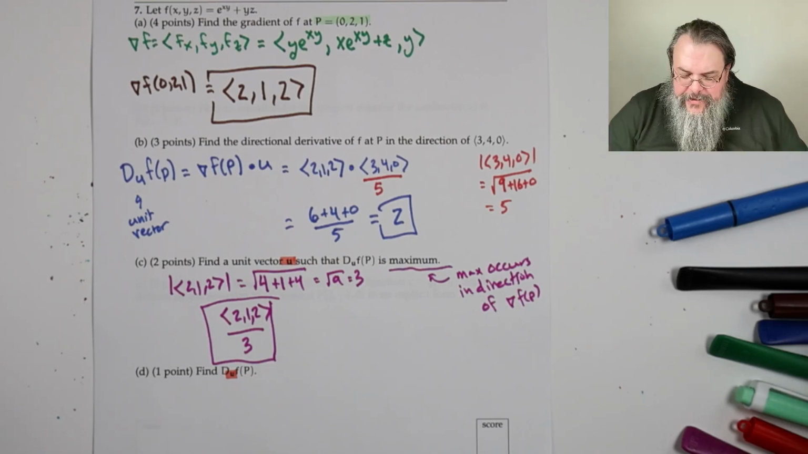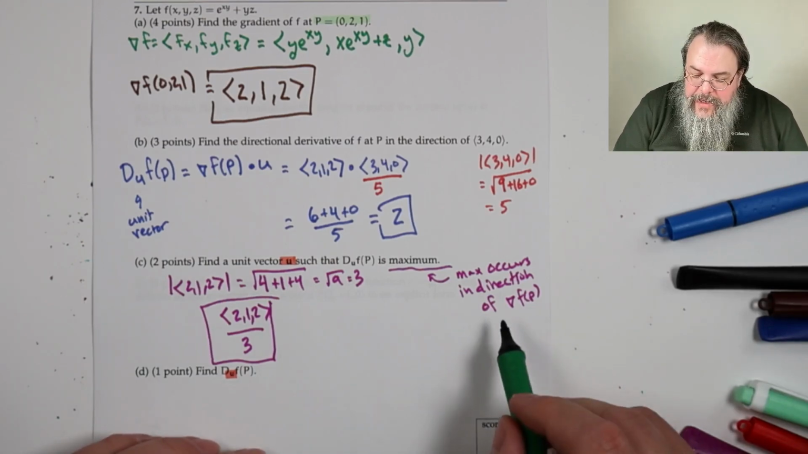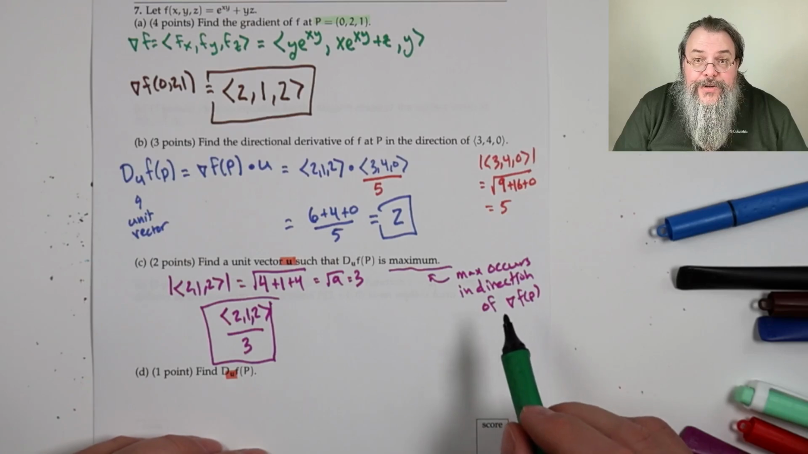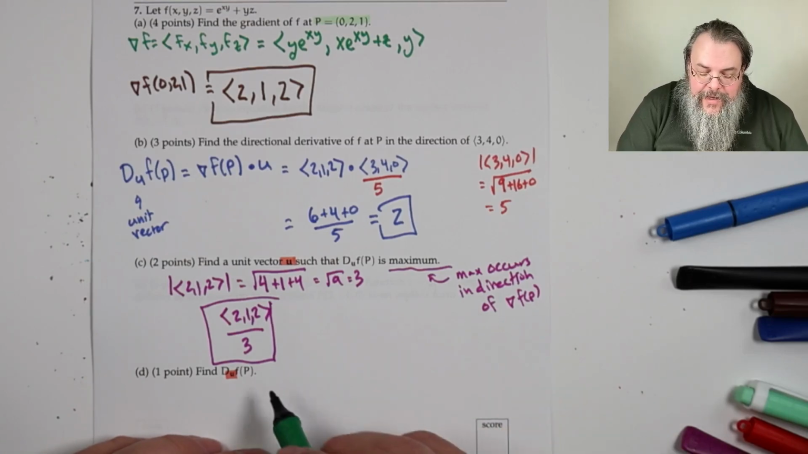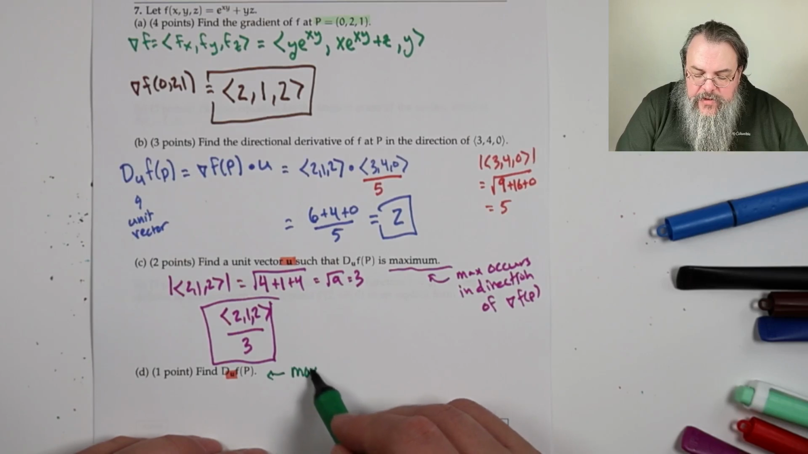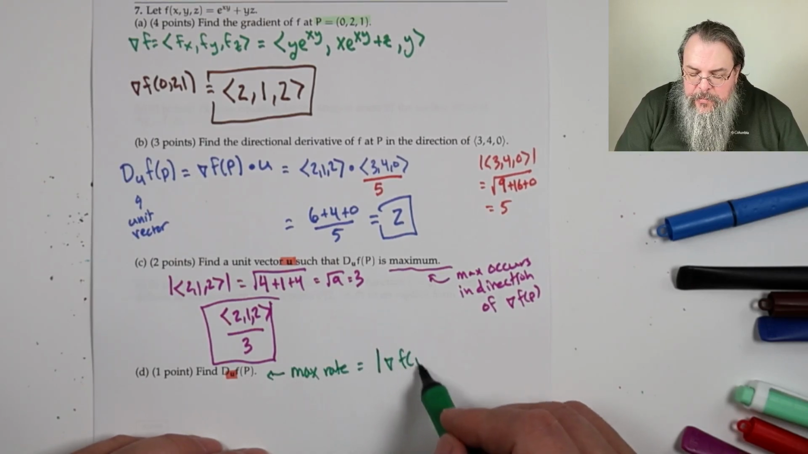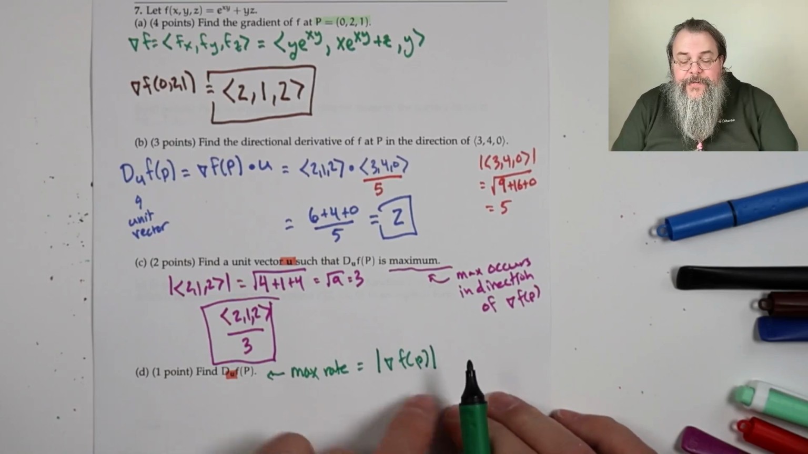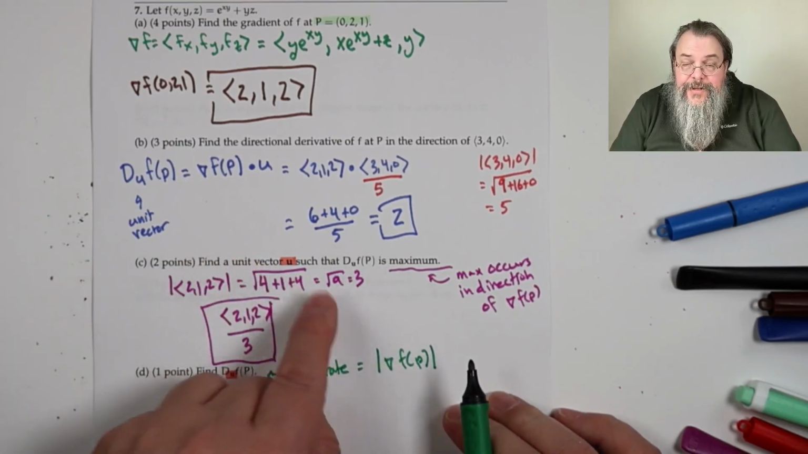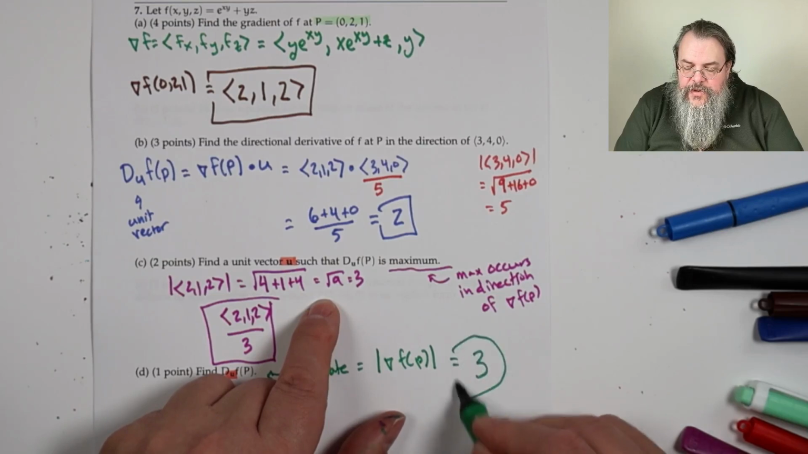I grant you that. But all right, so what do we have? Well, again, that comes back to say, do you understand what the gradient is? And we say, so this is the max rate, which is the magnitude of the gradient. But wait a second, we already found the magnitude of the gradient up here. So that means that the answer is 3.